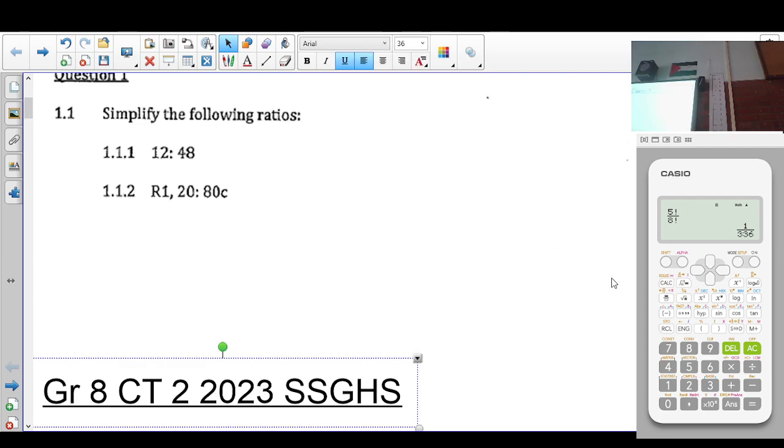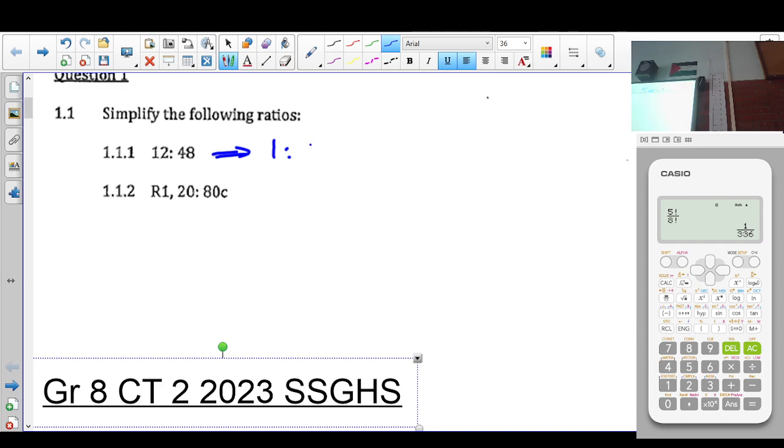So the first question says simplify the following ratios. So we got 12 is to 48. So what number goes into 12 and into 48 without the remainder? So 12 goes into 12 once, 12 into 48, 4 times. So one mark for that.